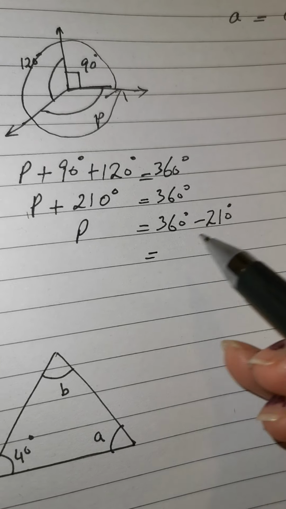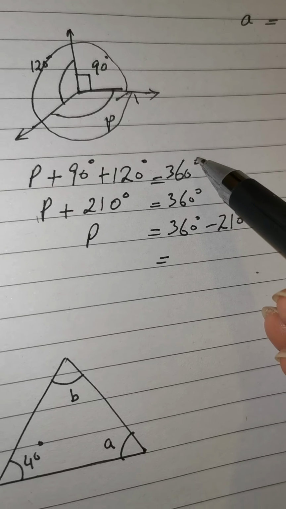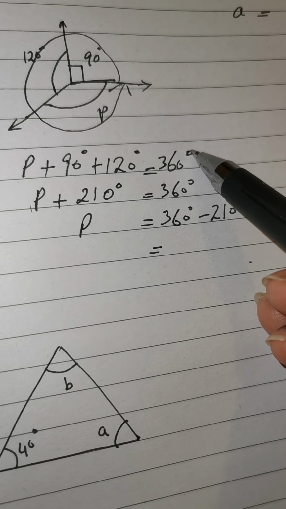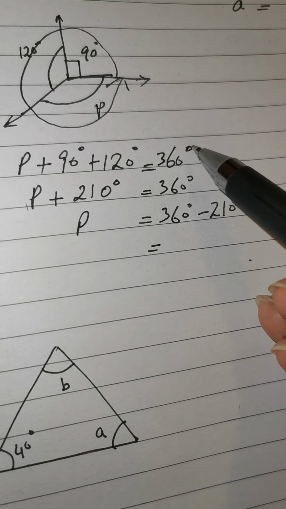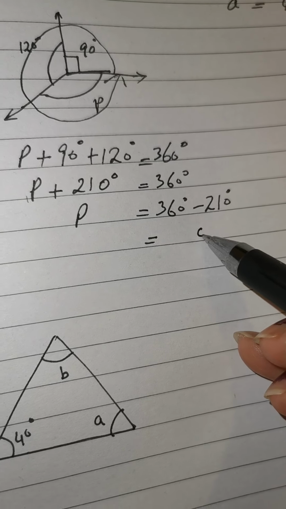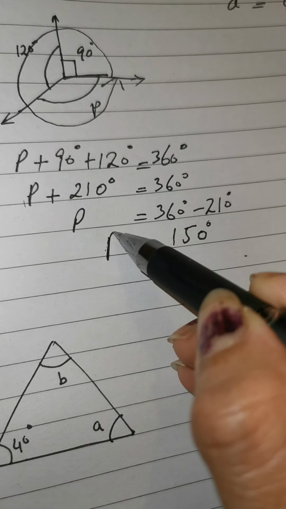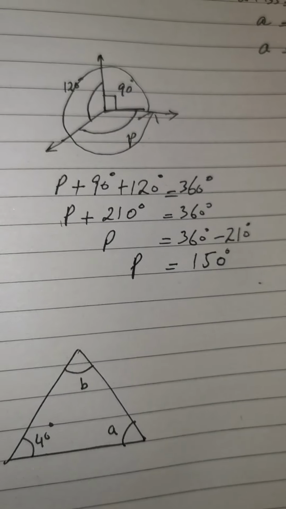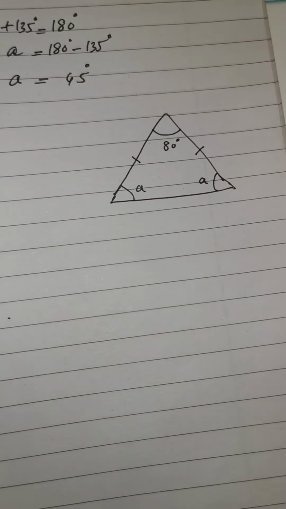Take away this. When you write the angle, you have to write a small circle at the top. This small circle represents the degree. So our angle will be 150 degrees. In this way we will solve it. It's so simple if we know about the angle facts.